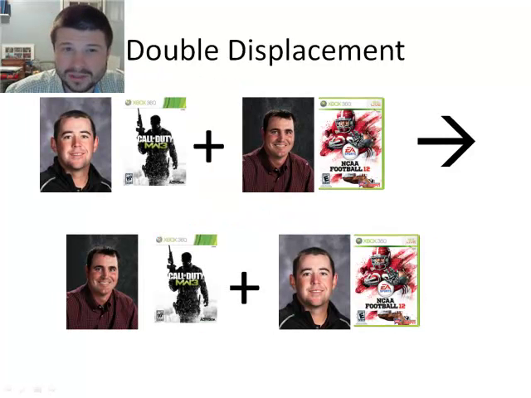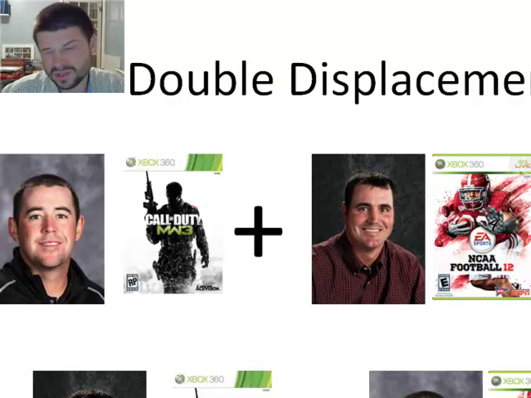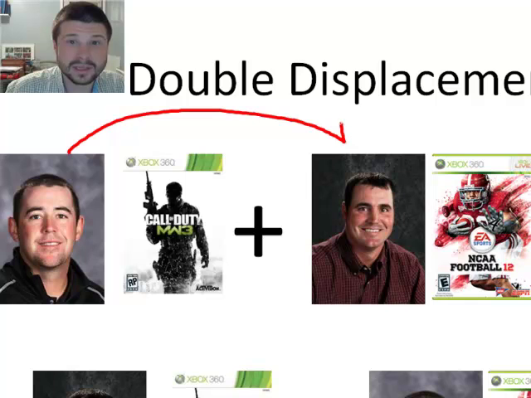A double displacement reaction is a little bit different because it involves two compounds. So say here we have Coach Williams with his Modern Warfare 3 game and Coach Ruff with his NCAA Football 2012 game. So say they're kind of worn out with these games. They're not really into them anymore and they want to trade places. All right, a double displacement allows Coach Williams and Coach Ruff to trade games or to trade themselves.